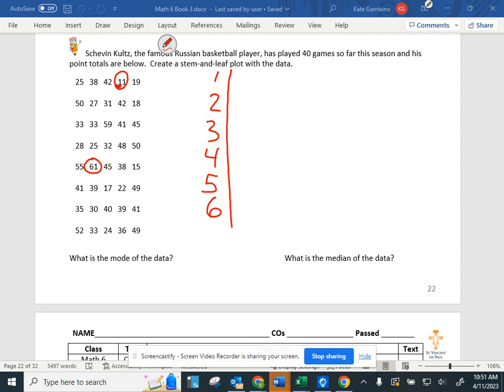Bennett. That is a great question. Bennett's asking, do the leaves have to be in order? Yes, because it's easier to read if they're in order. It's going to be hard to see what the mode is if they're not in order. It's going to be hard to do the median if they're not in order. So when I was writing it, did I have to erase sometimes? Yep, because I went, oh, I missed that number, so I had to erase and fill it in. You do want to be organized when you're writing out your graph.